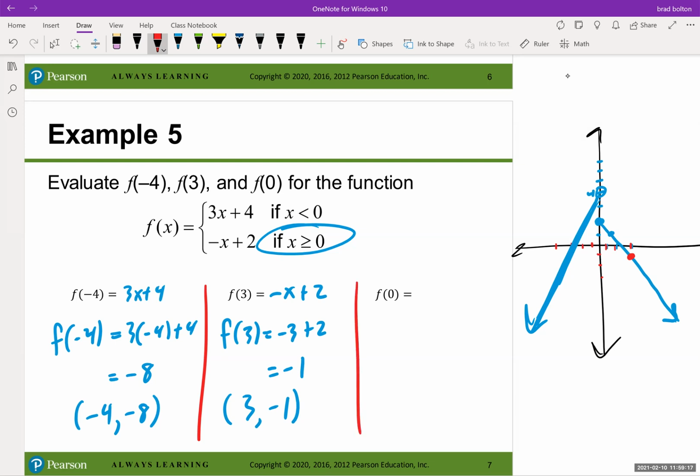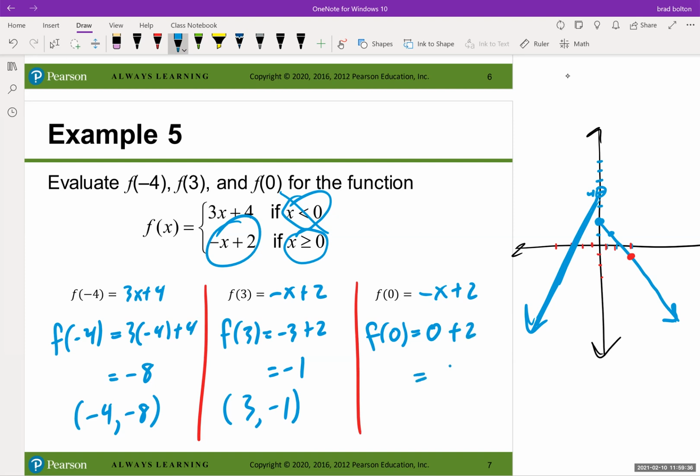Okay. So now let's do this last one. F of 0. Which one of these uses 0? Well, this one says close to 0, but don't touch. So it's not that one. This one says close to 0, and also you can touch 0. So then once again, we use negative x plus 2. So f of 0 equals 0 plus 2 equals 2. So we have the point 0, comma 2, which is this guy right here.